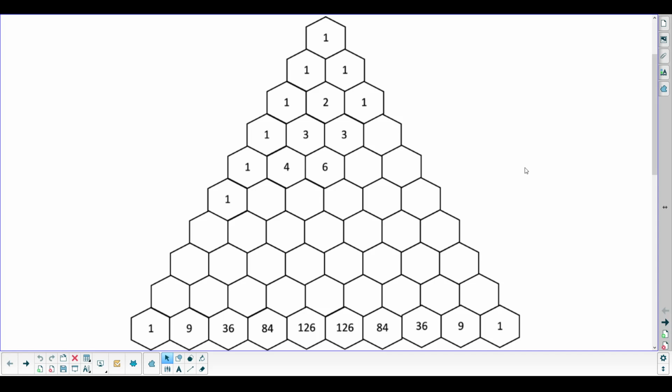Okay, so we're going to take a really quick look at Pascal's triangle. Your job is going to be to fill in Pascal's triangle, but I'm going to talk about a few of its features and how we can fill it in to start.